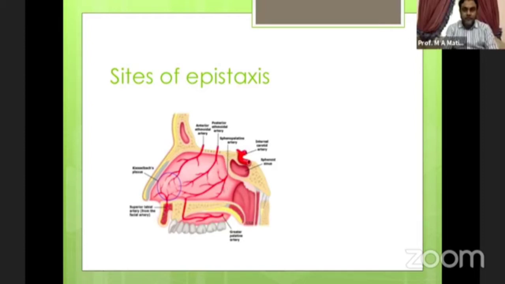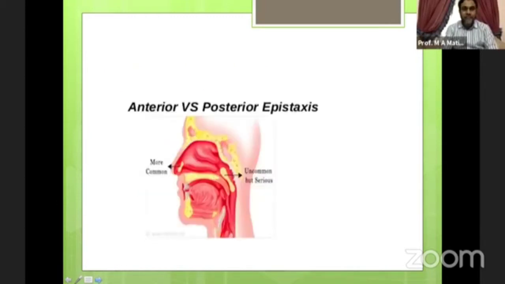Sometimes the bleeding may come from here, on the posterior artery. That means on the middle turbinate, the upper half and lower half, or the upper surface and lower surface of the area of the middle turbinate, that may be a site of epistaxis. So epistaxis may be anterior, may be posterior.